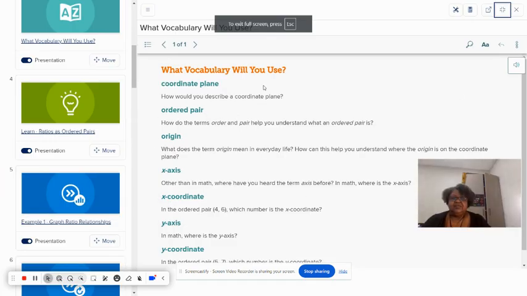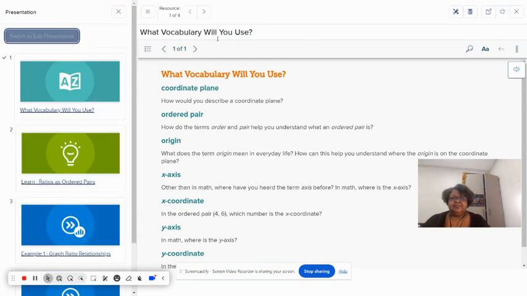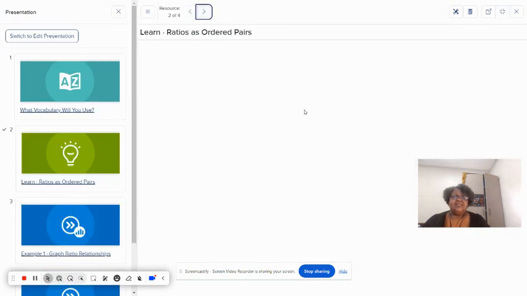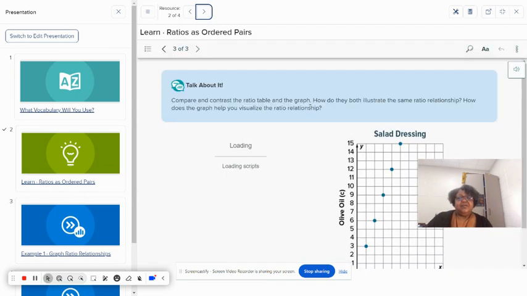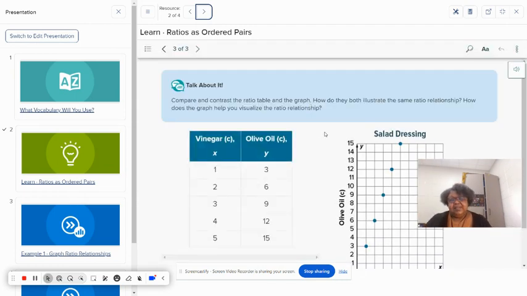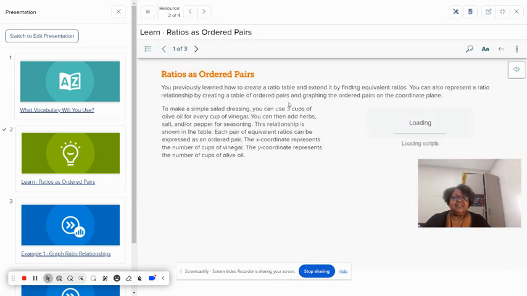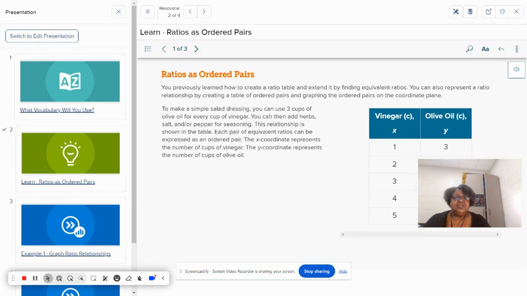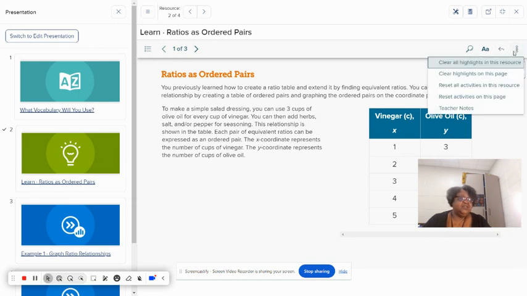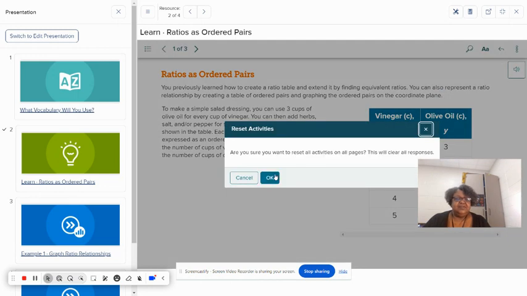Let's see, let's do it full screen. All right, and this is not a long lesson, so you should be able to do it. You've already done the Delta Math to kind of remind you of how to plot points. So let's look at this lesson here. Ratios as ordered pairs.